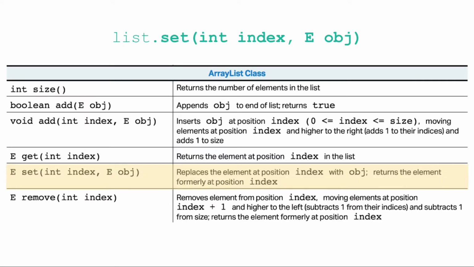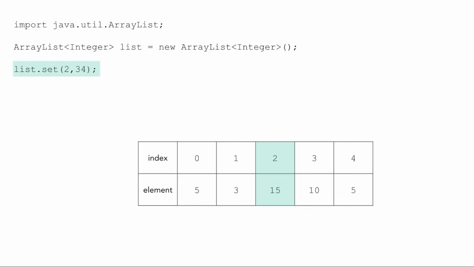How about this set method? Let's call the set method that takes in 2 parameters. The first parameter represents the index, and the second parameter represents the value that replaces the element currently in that position. In this case, the value 15 will be replaced by the value 34.